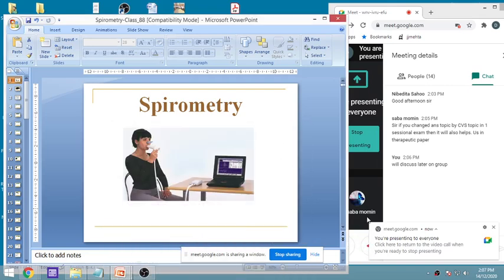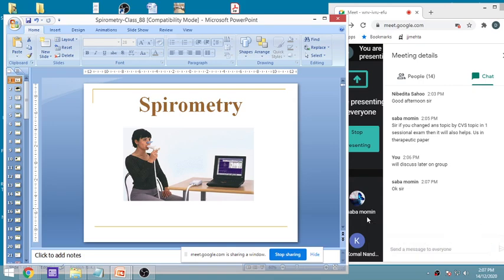So good afternoon everyone. We will start a new topic, that is respiratory system related diseases and their treatments. In that, we have got various diseases in the respiratory system. Very common, very known are bronchial asthma and emphysema, apart from other small ones, that is cough, cold, etc.